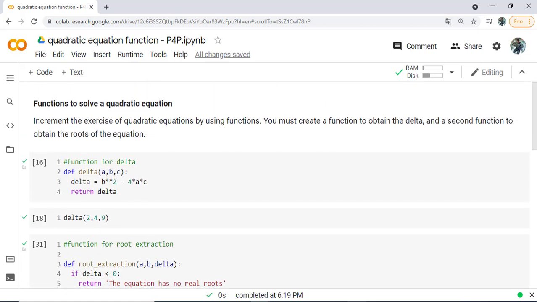So this was the exercise to build functions for the quadratic equation problem.